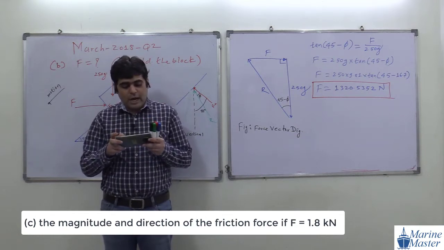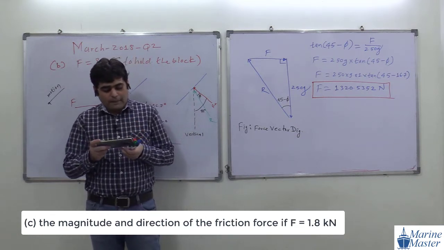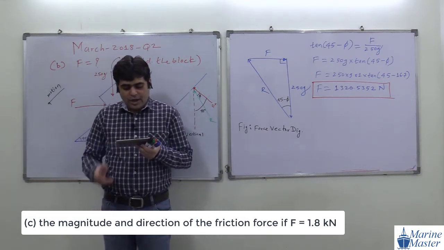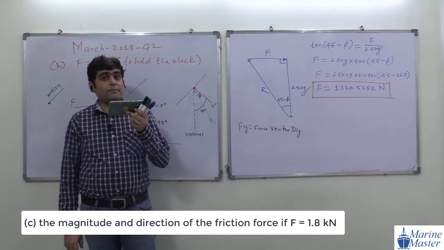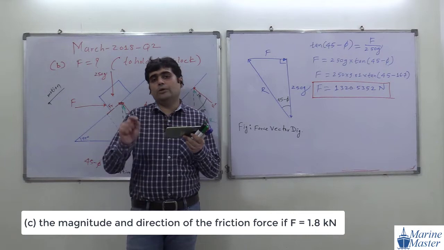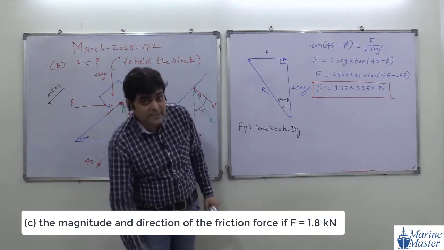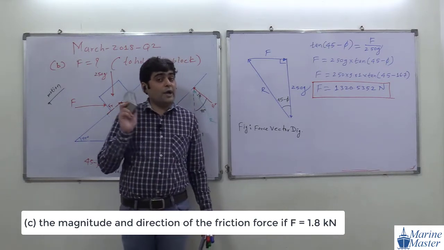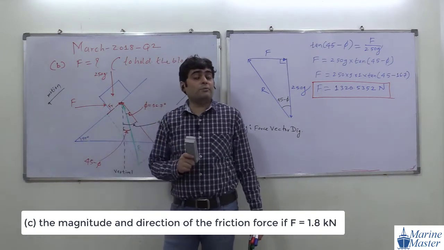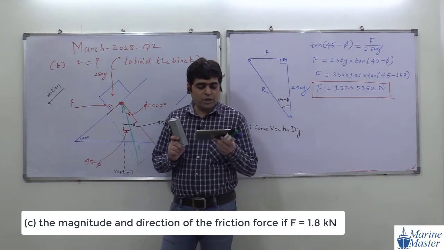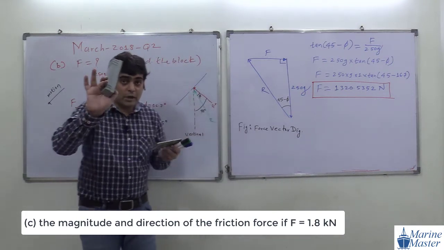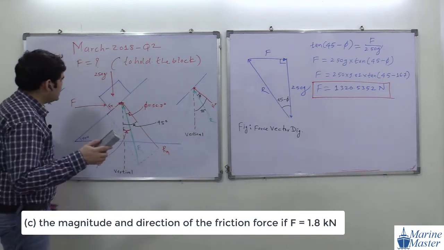So we have to find out the magnitude and direction of friction force Fr if F is equal to 1.8 kilonewton. Means in C part, they have given us a value of F. But what we have to find out? We have to find out the friction force Fr. Now how to find out that one? We will see that also.